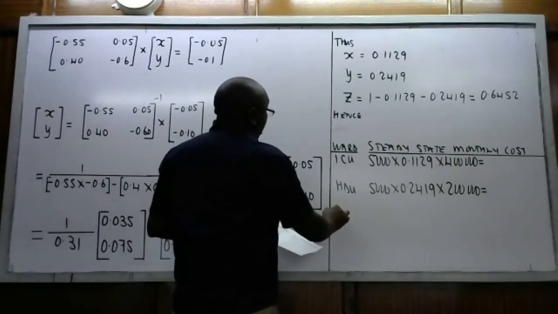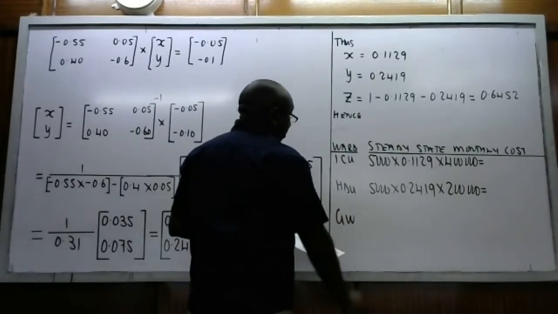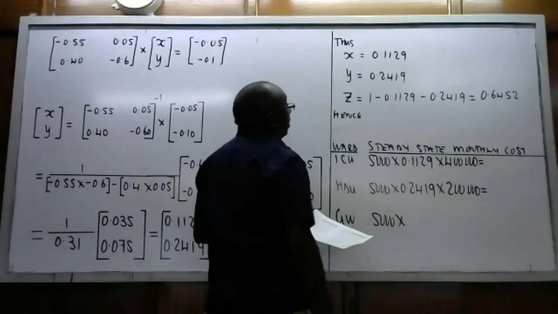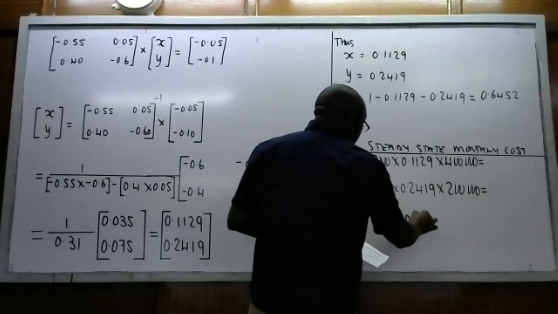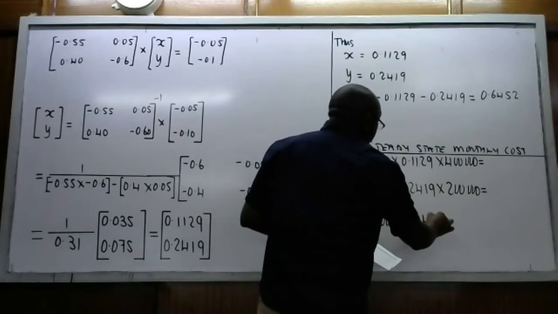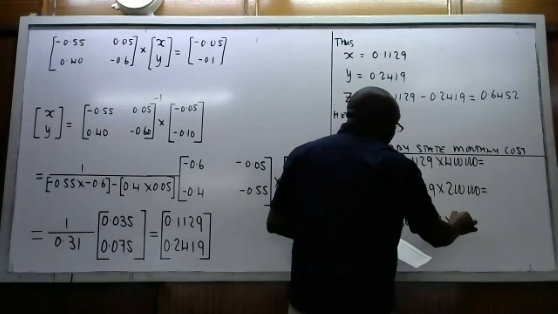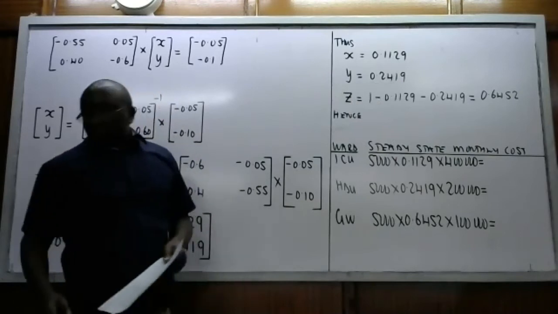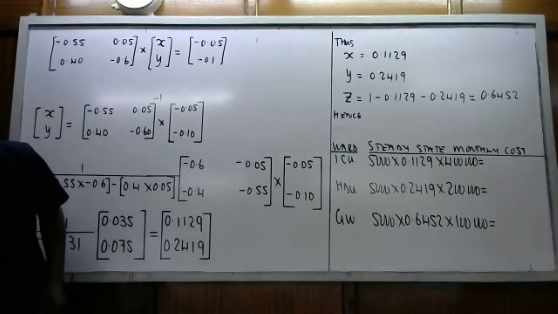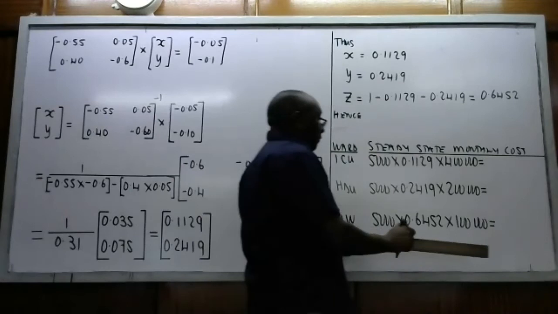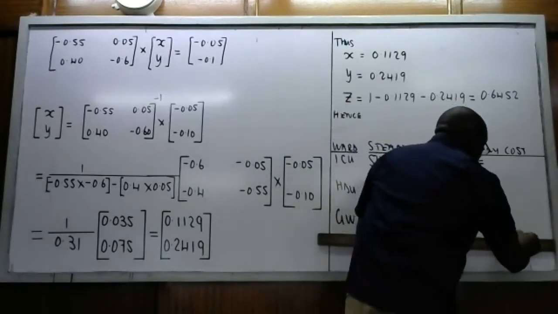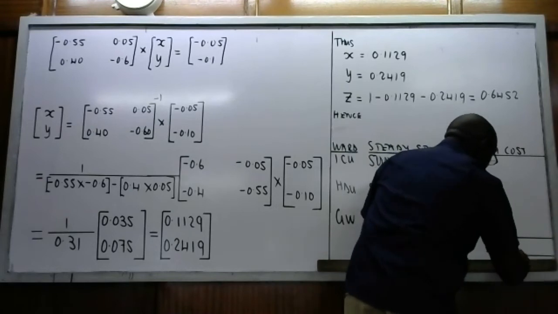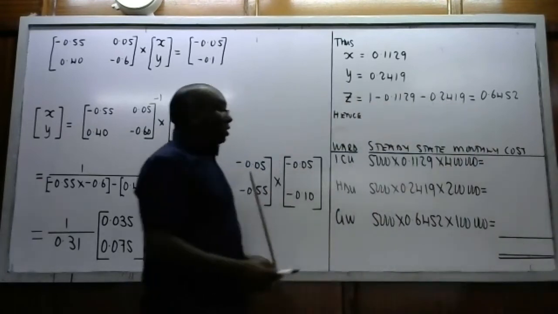The other one is called general ward, 5,000 with 0.6452 times 100,000. Then finally we will be able to tell these guys what the cost implications are.